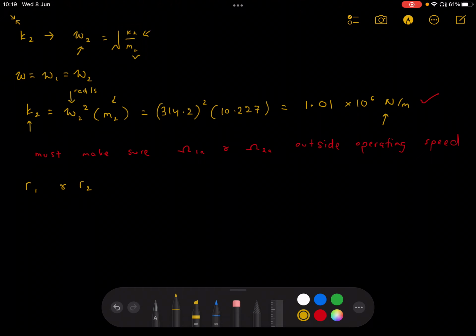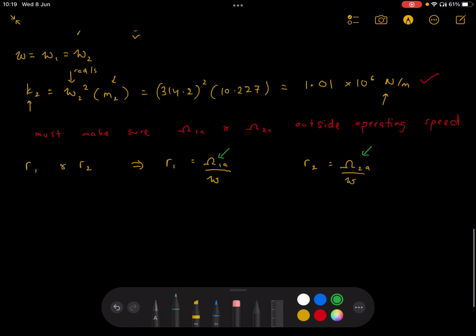Why do we need to determine R1 and R2? Because once we got R1 and R2, we know that R1 is equal to the natural frequency that is produced by the absorber over omega, and R2 is the second natural frequency over omega. So basically, this is the thing that we want to make sure is outside the operating speed.